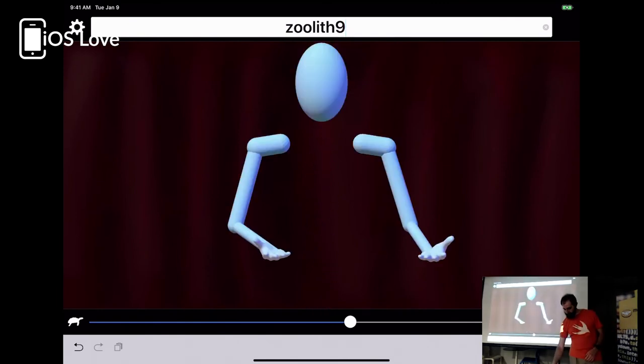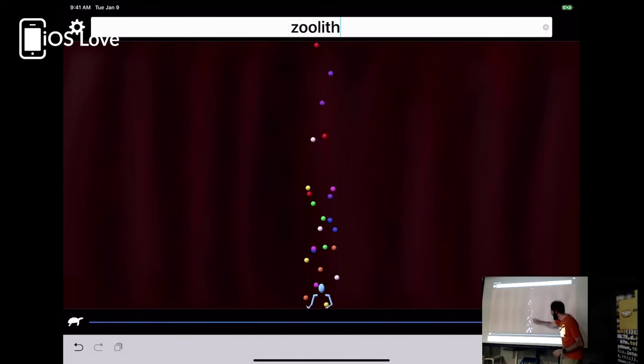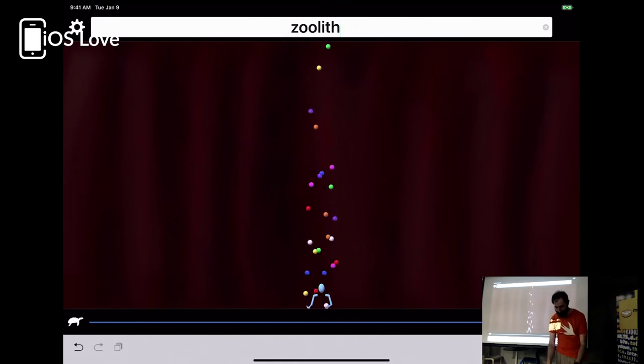It's a 24-ball pattern, and when I speed it up, you can kind of see the shapes. There's stuff going here, and then here, and the high ones. So that's just kind of fun.